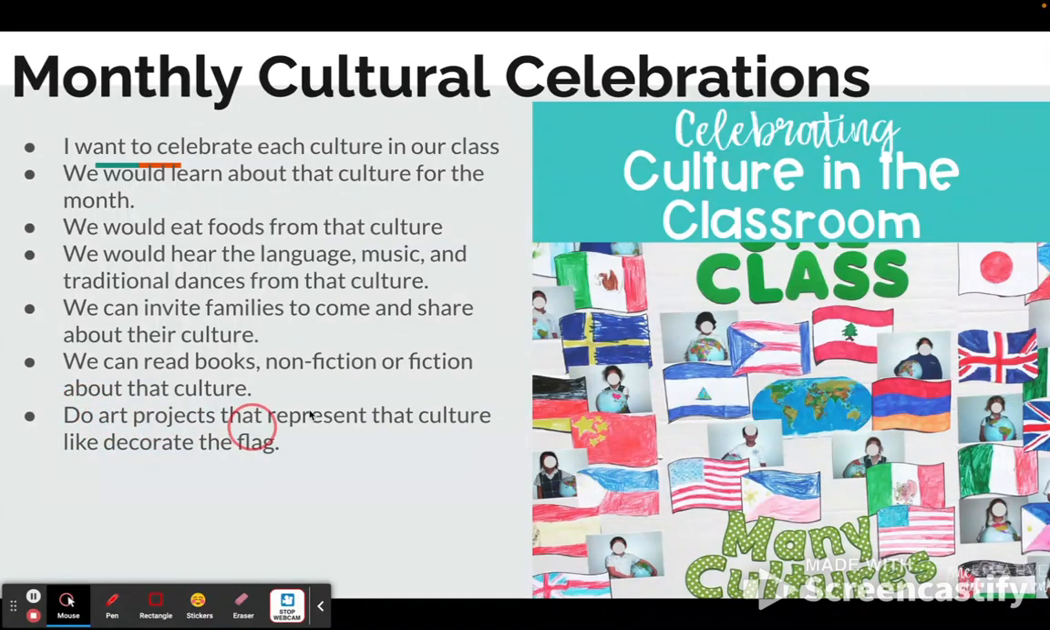And we can do art projects as well and decorate flags, because flags, they mean a lot. They mean different things to different people, and everyone has a chance to describe what their flag means to them, and so we can all understand it.